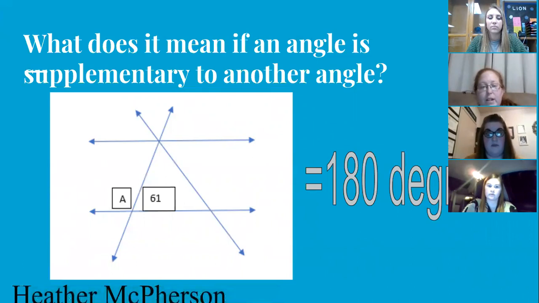So in this example, you have angle A and the angle that is 61 degrees. By knowing that it's going to equal 180 degrees, if you subtract 61 from 180, you're going to get 119. So it makes angle A 119 degrees, because once you add them together, you get 180.